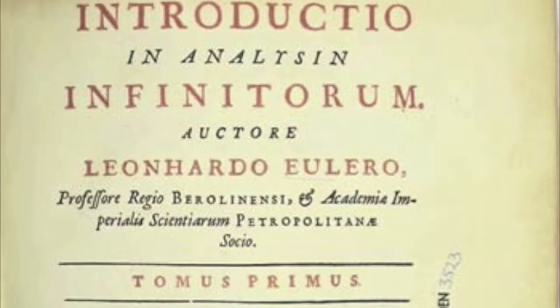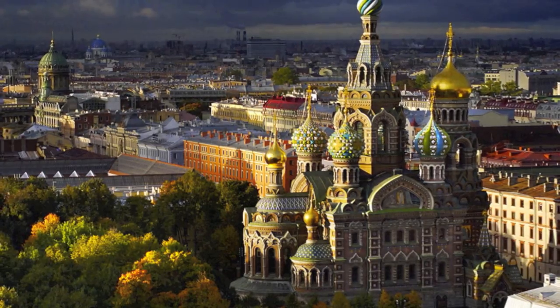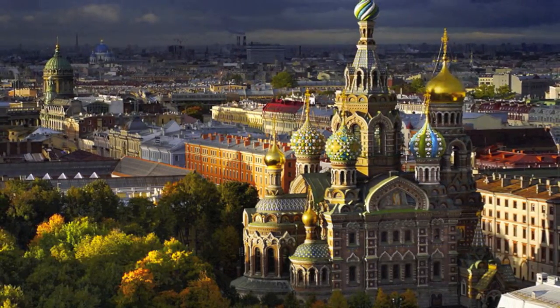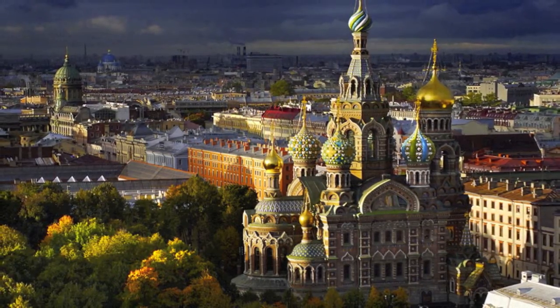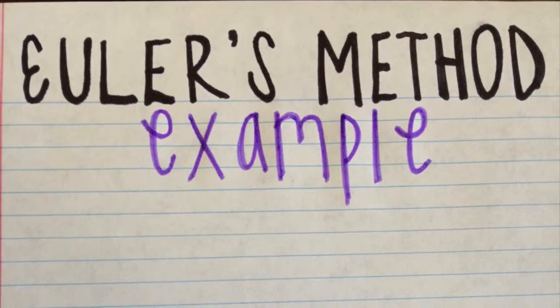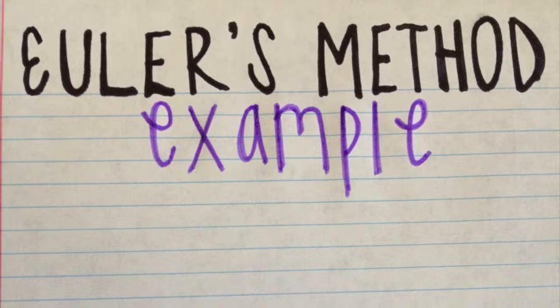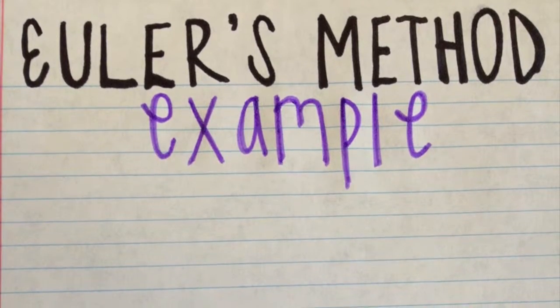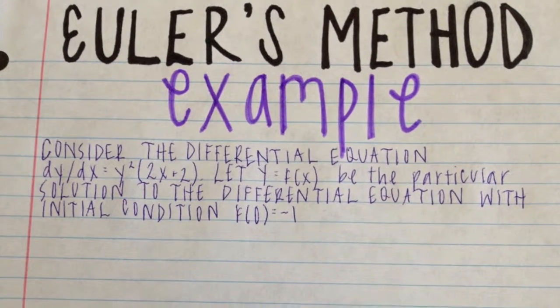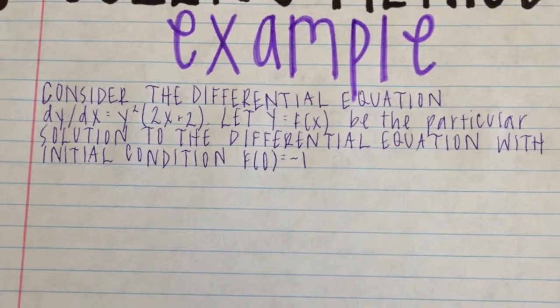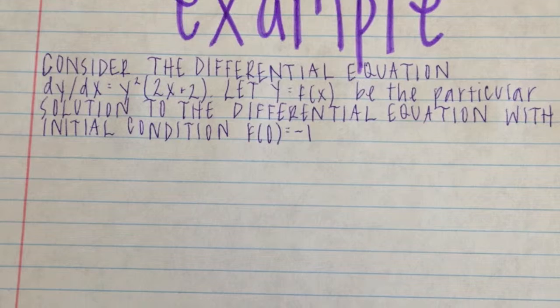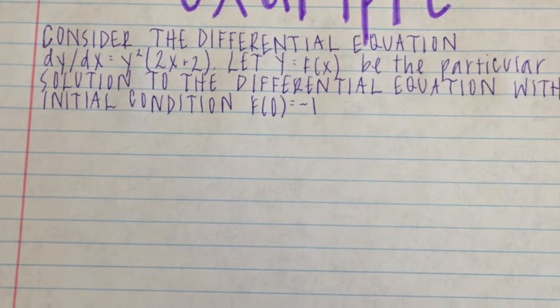Euler made significant progress in the field of differential equations, which is a mathematical equation that relates some function of one or more variables with its derivatives. In order to solve a differential equation via Euler's method, we must have both a dy/dx and an initial condition. For this problem, we were given both criteria, our equation being y squared times the quantity of 2x plus 2, and initial condition of (0, -1).